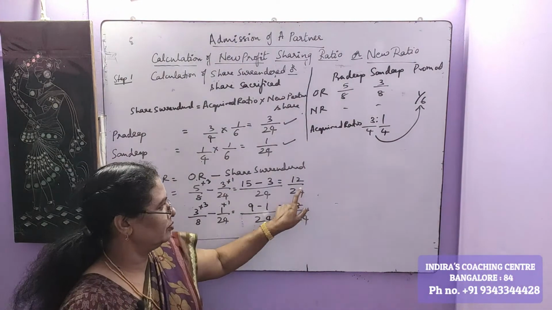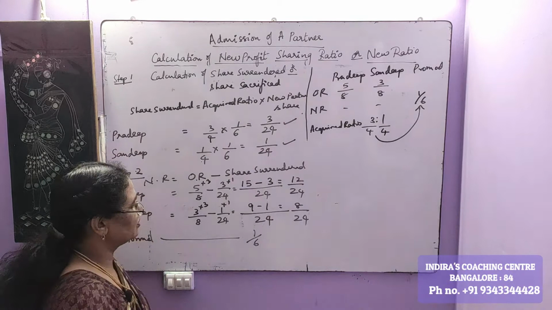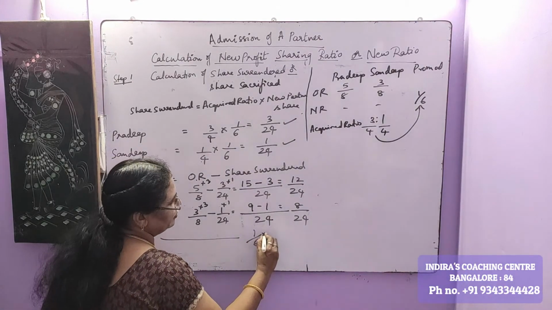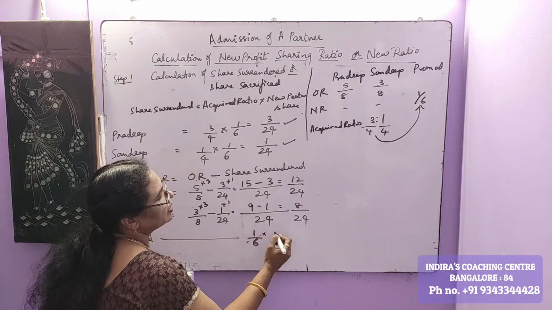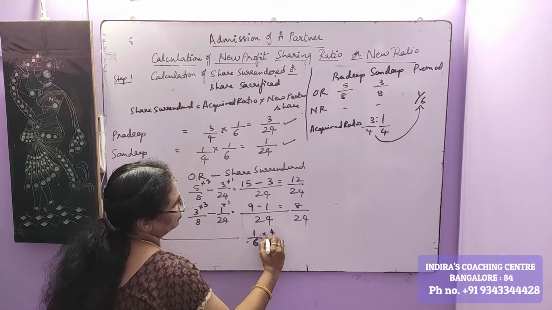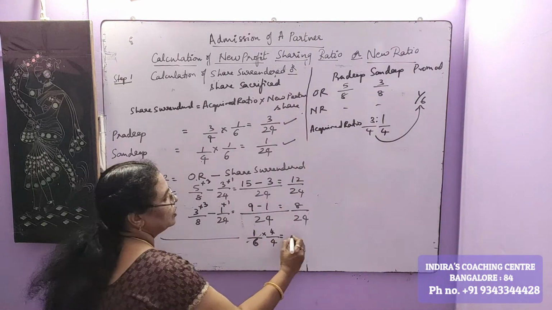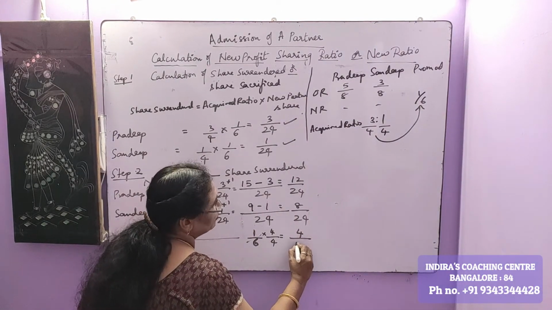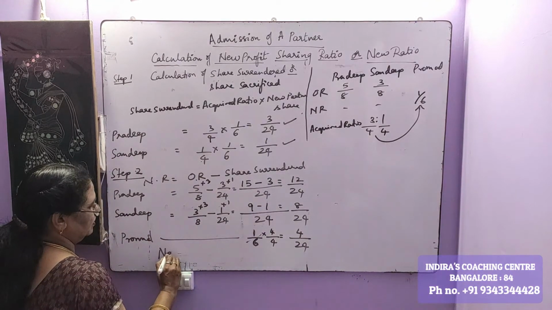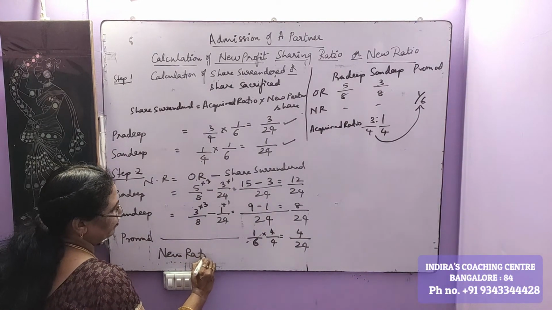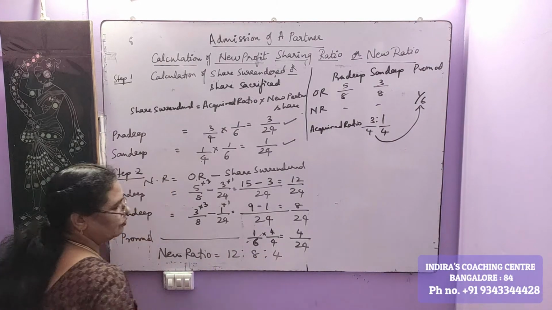If you check the denominator here, it's 24, 24. So to make 6 as 24, you have to multiply the numerator as well as the denominator by 4. 6 fours are 24. So the answer you get would be 4 by 24. New ratio is equal to 12 is to 8 is to 4.